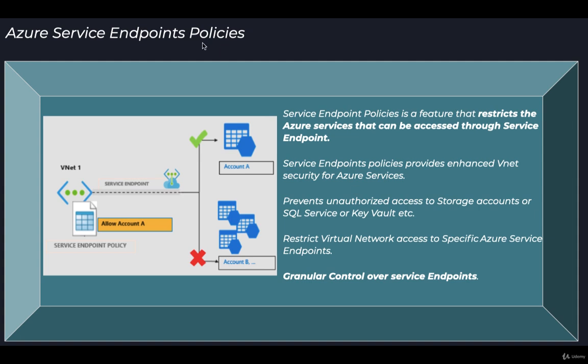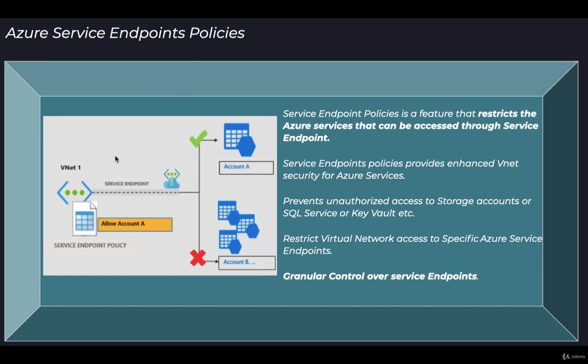In the previous lecture, we discussed Azure Service Endpoints, wherein we saw that when we use service endpoints, the traffic or data which flows between the Azure resources is not exposed over the internet, it is transferred using the Azure backbone. But even then, there is a problem, which we can solve with the use of service endpoint policies. So what exactly is the issue?